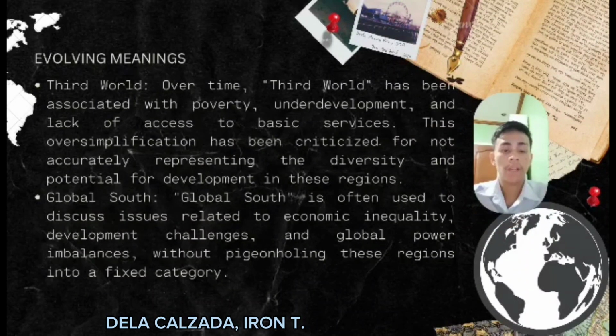Now, evolving meaning. Third World: over time, Third World has been associated with poverty, underdevelopment, and lack of access to basic services. This oversimplification has been criticized for not accurately representing the diversity and potential for development in these regions. So now, Global South: the Global South is often used to discuss issues related to economic inequality, development challenges, and global power imbalances, without pigeonholing these regions into a fixed category.